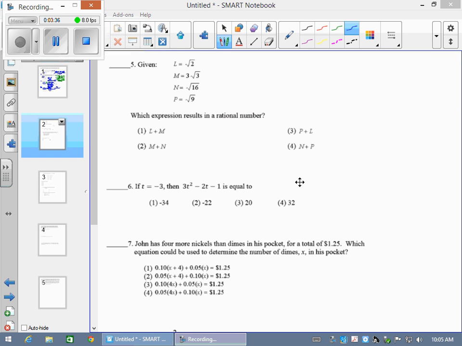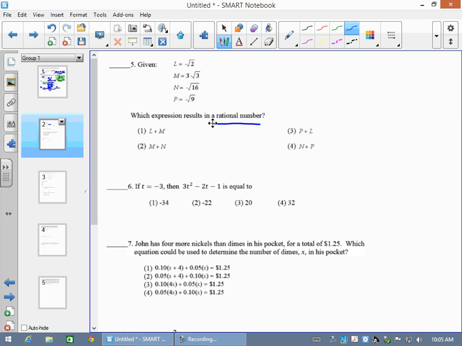Okay, so if we take a look at number 5, it says which expression results in a rational number. So the first choice I'm being given is L plus M. So that would be radical 2 plus 3 times the square root of 3. I have an irrational plus an irrational, so that's always going to be irrational. Then I look at choice 2, m plus n, so that's 3 square root of 3 plus the square root of 16. Now I have an irrational plus a rational, but that's still going to always be irrational. Choice 3, p plus l is the square root of 9 plus the square root of 2. That's similar to choice 2. I have a rational plus an irrational. That's going to stay irrational.